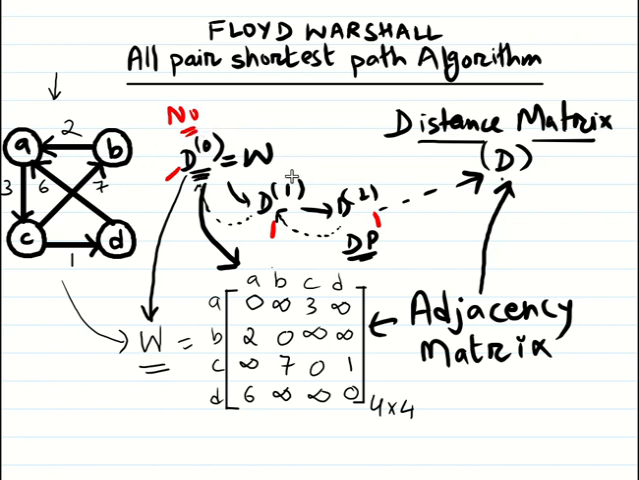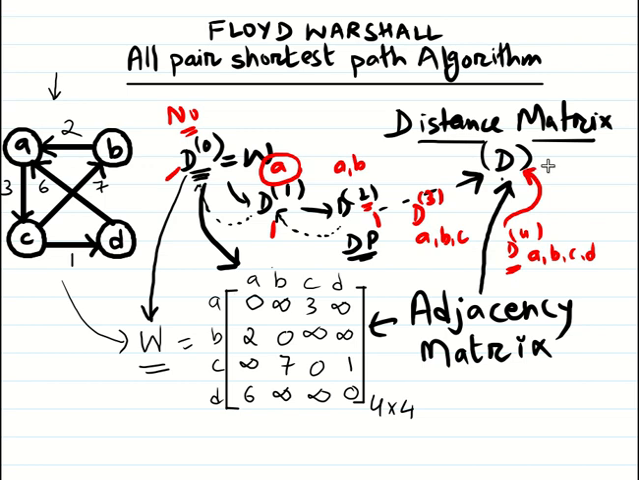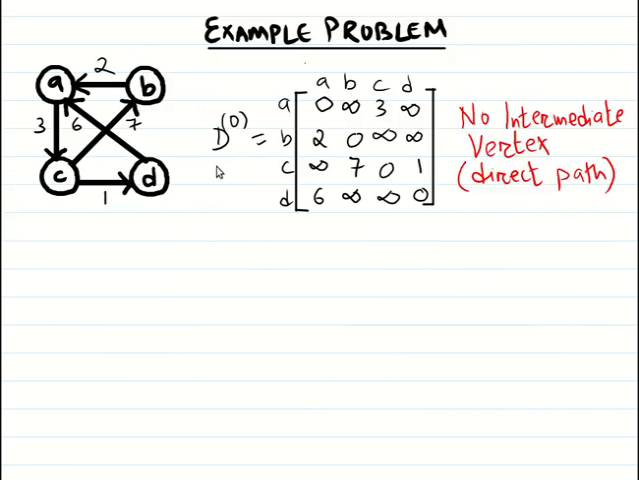While calculating D1, we assume that there is just one intermediate vertex and let's say that's A. So only A can act as an intermediate vertex to find out the shortest path. While calculating D2, we assume that we have two intermediate vertices, that is A and B. While calculating D3, we assume that there are three intermediate vertices, that is A, B and C. While calculating D4, we have four intermediate vertices, that is A, B, C and D, and D4 would be our answer, that is equivalent to D. So now let us see how to work on creating these intermediate matrices and finally create the distance matrix D. Initially, distance matrix D0 is equivalent to the weight matrix W.